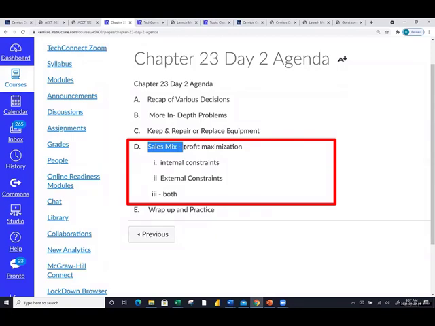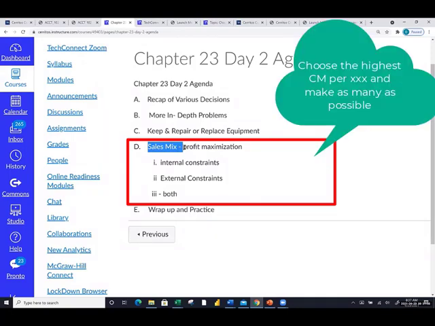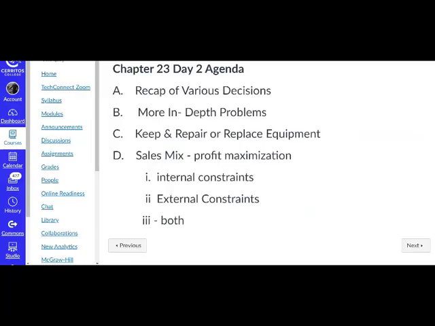If a company sells more than one product, let's say we sell 5 products, sometimes there are constraints built in. Sometimes the constraints are internal. For example, we have a machine that will only run for so many hours, and sometimes they're external. For example, we may only be able to sell so many products in the marketplace.